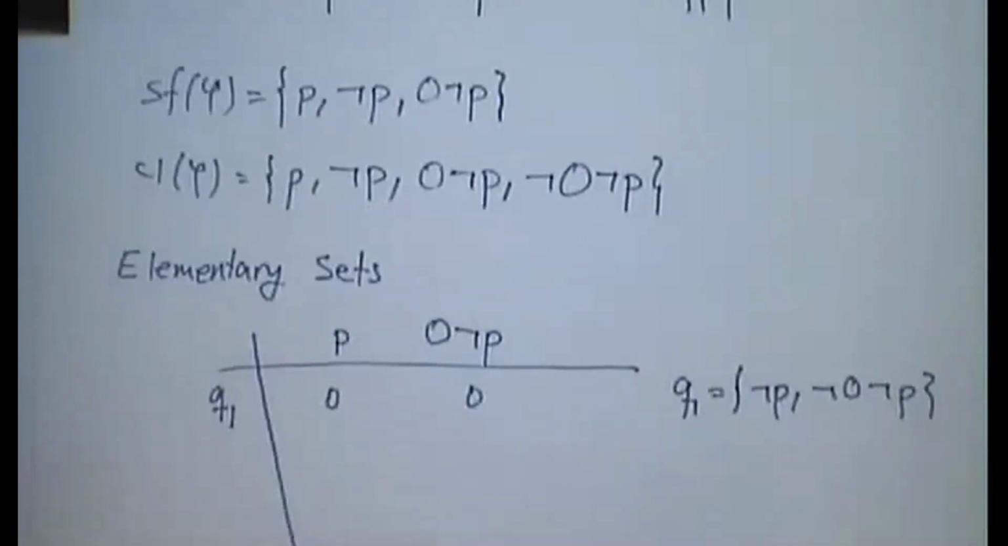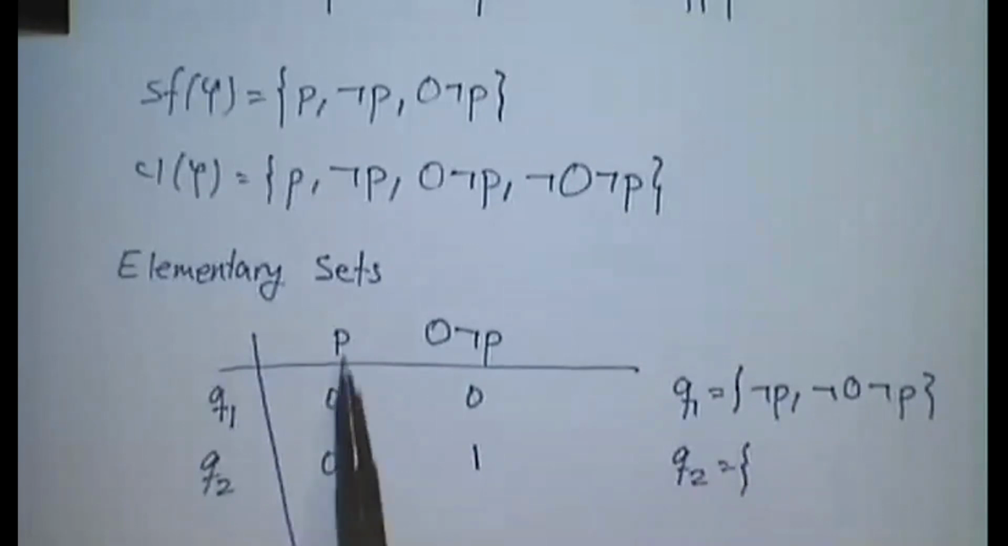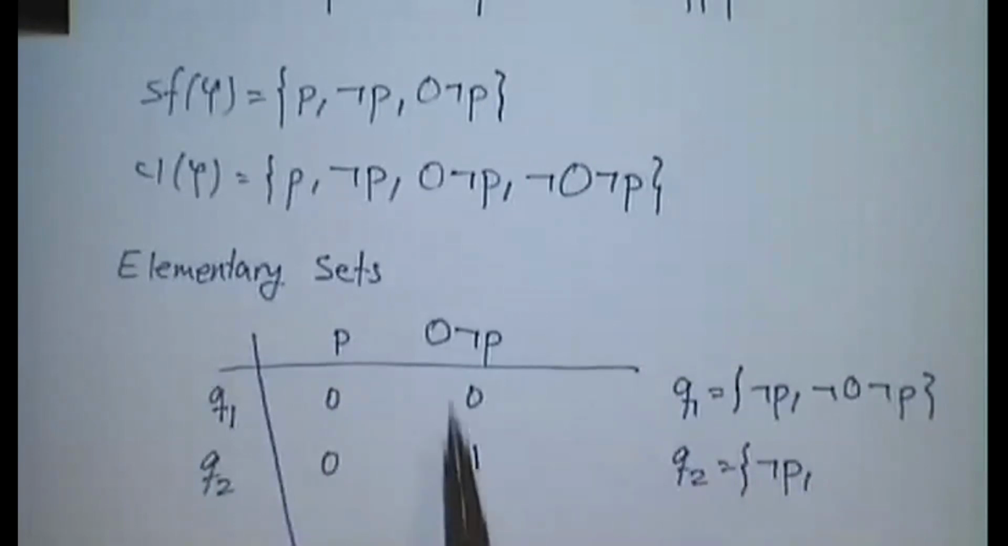Okay, now let's talk about set Q2. Let's say that this time we have 0, 1. So in Q2, I don't have p, so I have to have its negation, but I already have this one. And next not p, so I don't have its negation. So this is my set Q2.